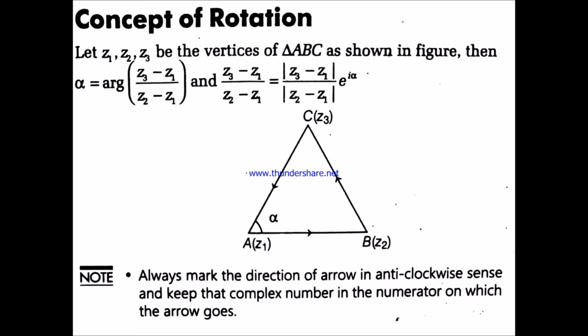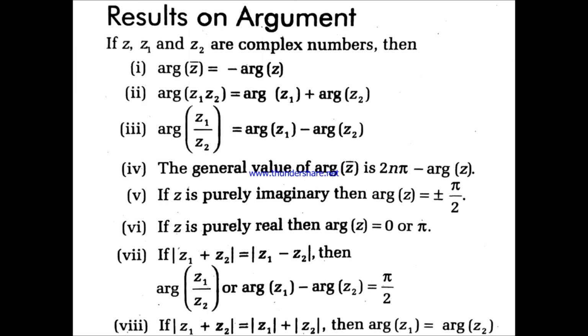How can we get that vector? First we have to get the Z2 Z1 vector, that is Z2 minus Z1, and Z3 Z1 is Z3 minus Z1. Now why are we doing Z3 minus Z1 by Z2 minus Z1? Well, I feel you remember what we did in results on arguments. Here we see that argument z1 by z2 is equal to argument of z1 minus argument of z2.